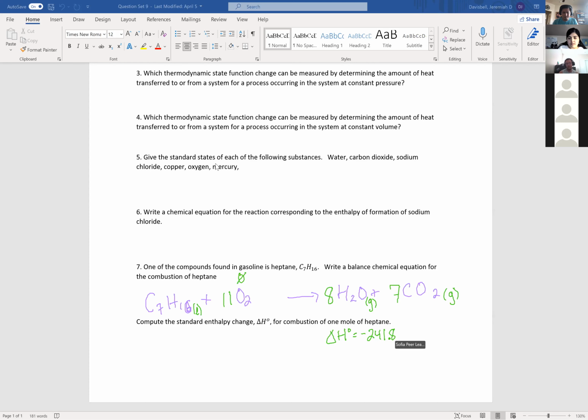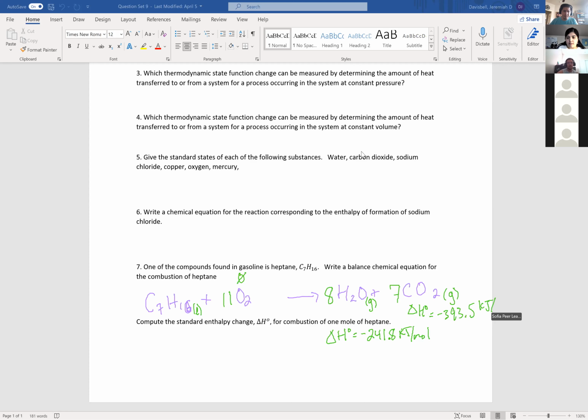And then for carbon dioxide, is it kilojoules or joules? Kilojoules per mole. Okay. And then for carbon dioxide, it's negative 393.5 kilojoules per mole.